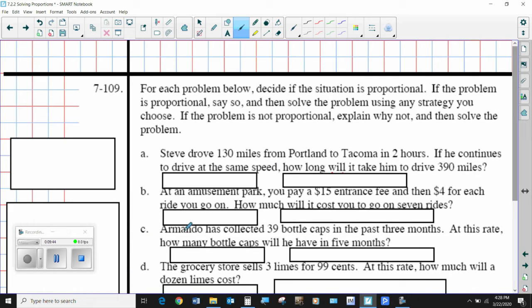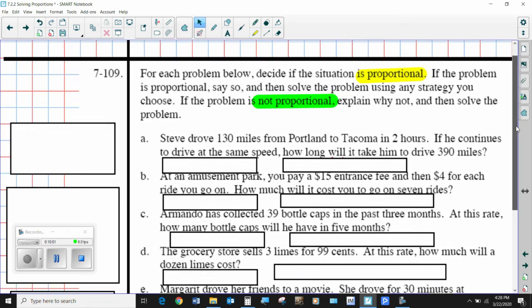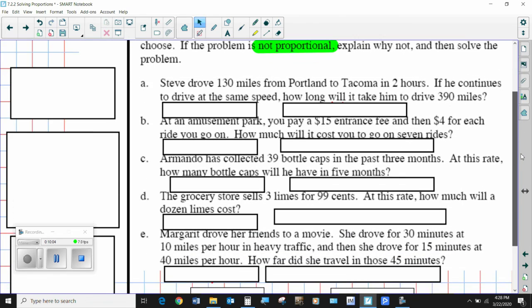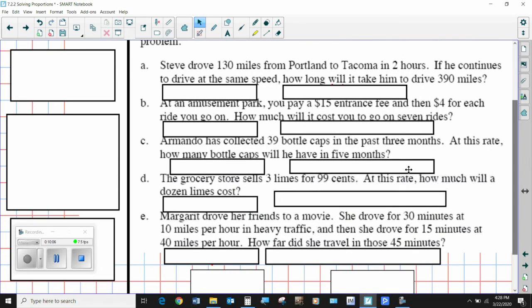All right, for this, we have to determine whether or not situations are proportional. If they are proportional, then we're going to solve the proportion. And if they're not, explain why they are not. So let's read through each one of them to begin with and decide whether or not they're proportional. Then I'll let you pause the video and solve each one of these problems and see if you get the same answers as me.